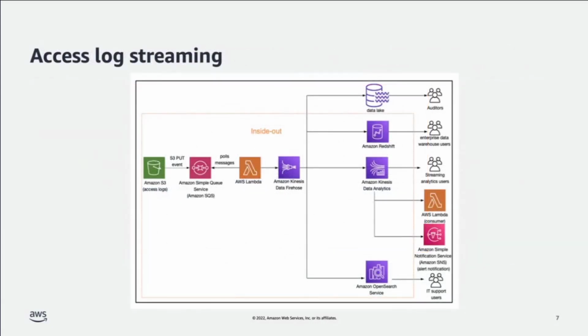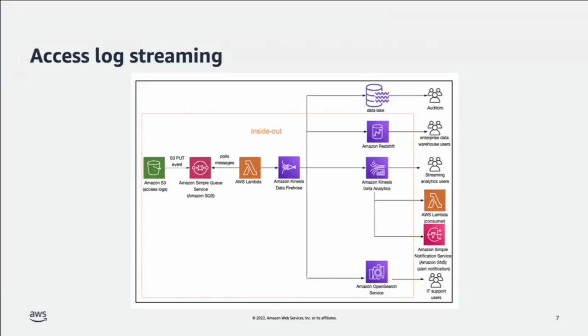A most common pattern that we see is access log streaming applications that are usually used for anomaly detection using Amazon Kinesis Data Analytics and Amazon OpenSearch Service. So what you see here is essentially logs from multiple sources such as Amazon CloudFront access logs, VPC flow logs, and API logs pushed into the data lake.